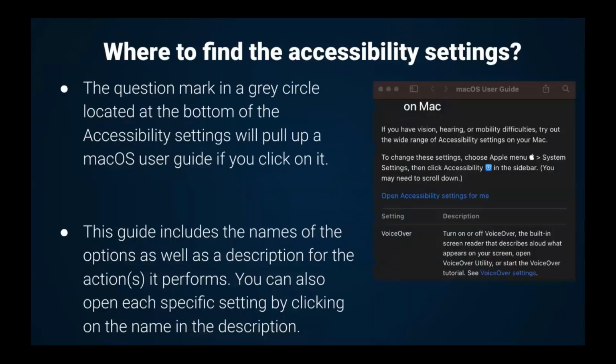The question mark and the gray circle located at the bottom of the accessibility settings will pull up a macOS user guide if you click on it. This guide includes the names of the options as well as a description for the actions it performs. You can also open each specific setting by clicking on the name and the description.